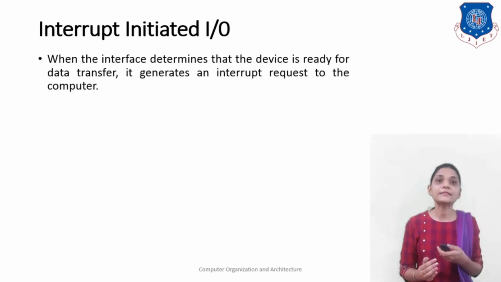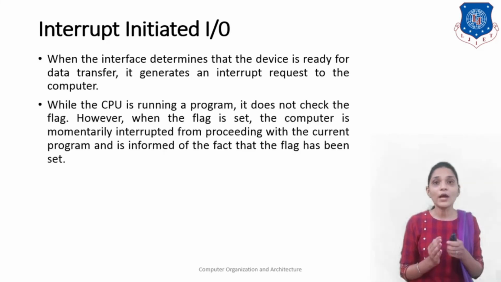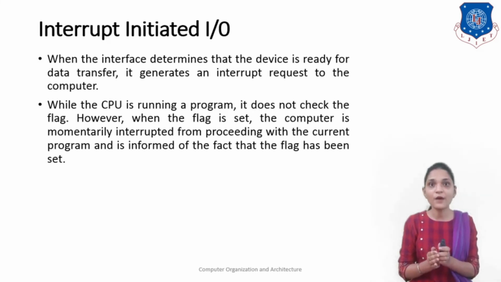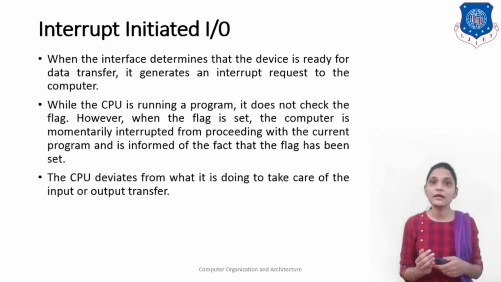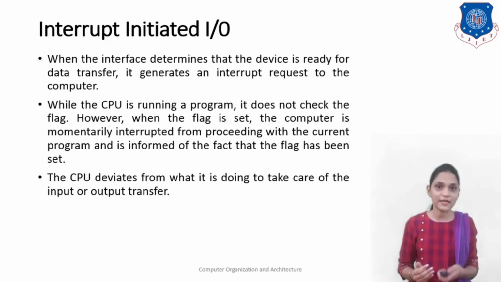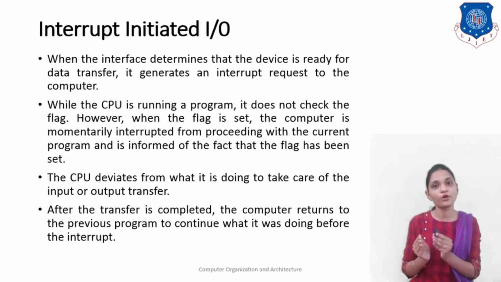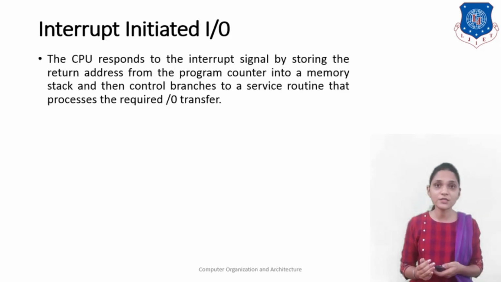When the interface determines that the device is ready for the data transfer, it generates an interrupt request to the computer. While the CPU is running its program, it does not check the flag. However, when the flag is set, the computer is momentarily interrupted from processing its current program and informed of the fact that the flag has been set. The CPU deviates from what it is doing to take care of the input or output transfer. After the transfer is completed, the computer returns to the previous program to continue what it was doing before the interrupt.